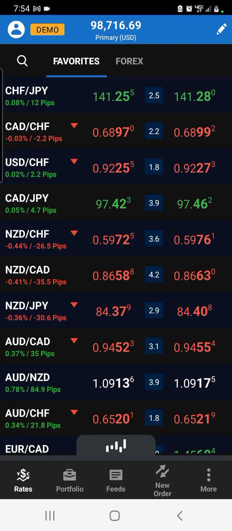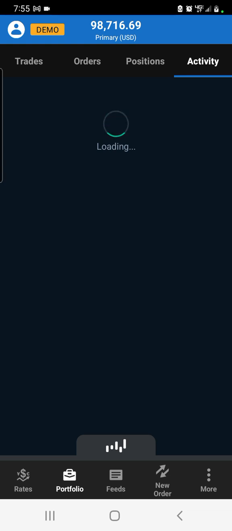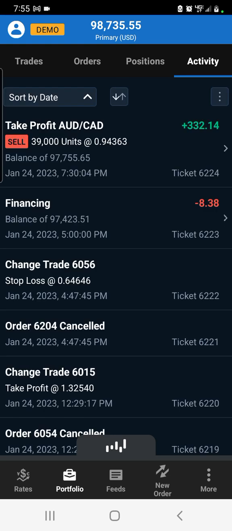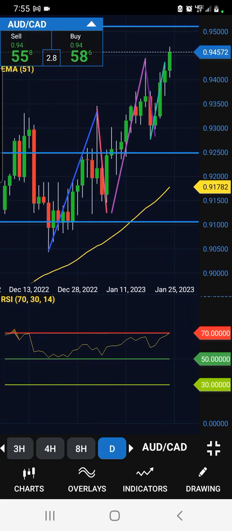I think it was AUD CAD that the take profit was hit on. So I'm going to go back and see if I can analyze that trade for y'all. Yeah, that was it. So AUD CAD. Let's go pull that up. All right. AUD CAD currency pair. All right.